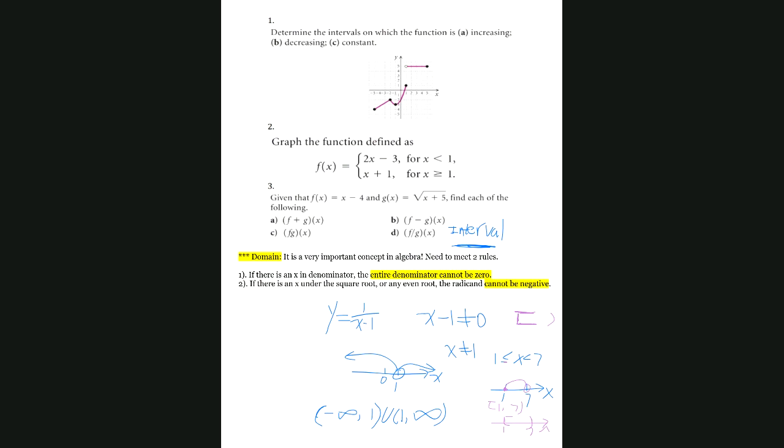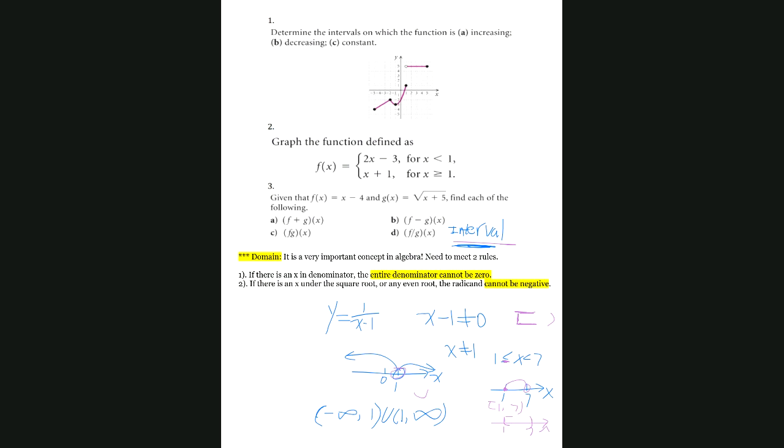So since I have x greater than or equal to 1 and less than 7, I will use the bracket for the 1 but the parenthesis for 7. That is how you write the interval notation. Since x cannot be equal to 1, x can be anything very, very close to 1 from the left, or very, very close to 1 from the right, but cannot be equal to 1. So the interval notation is from negative infinity to 1, union 1 to infinity. That is the domain for the first one.